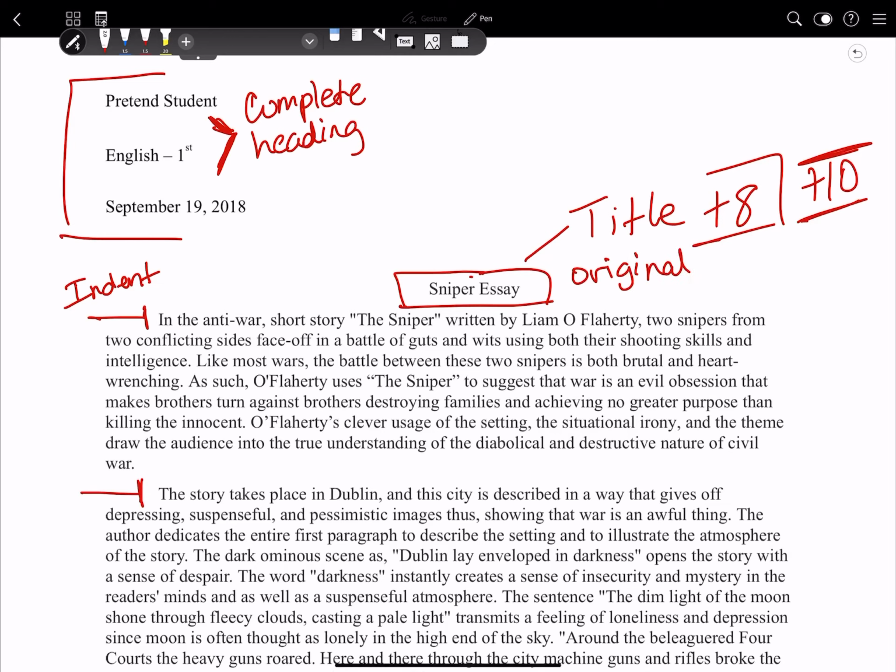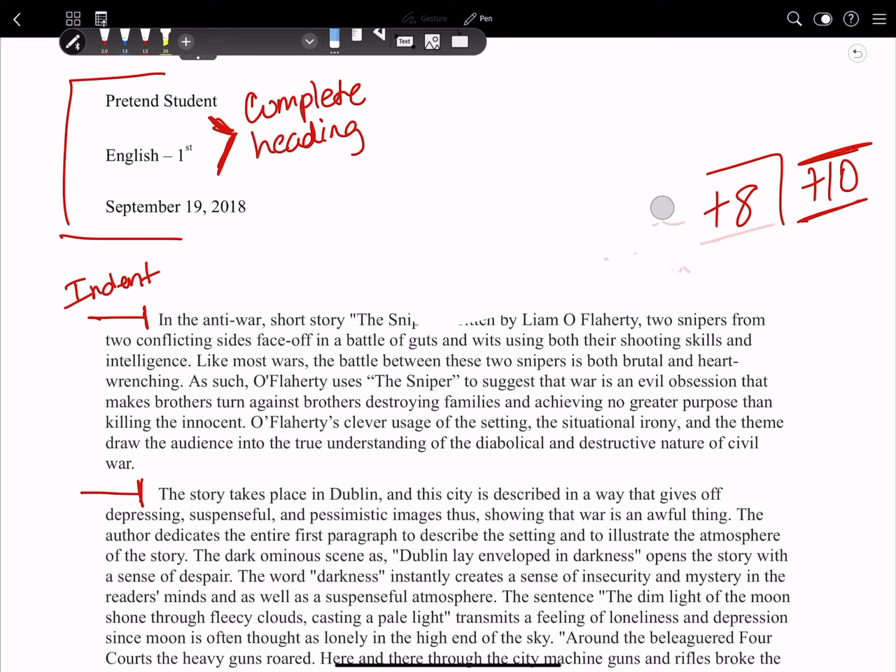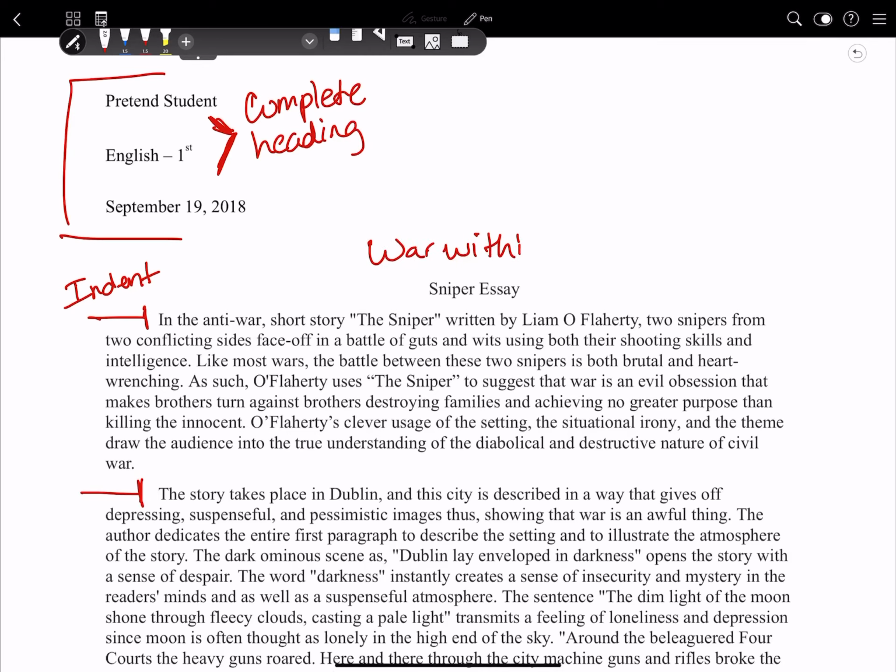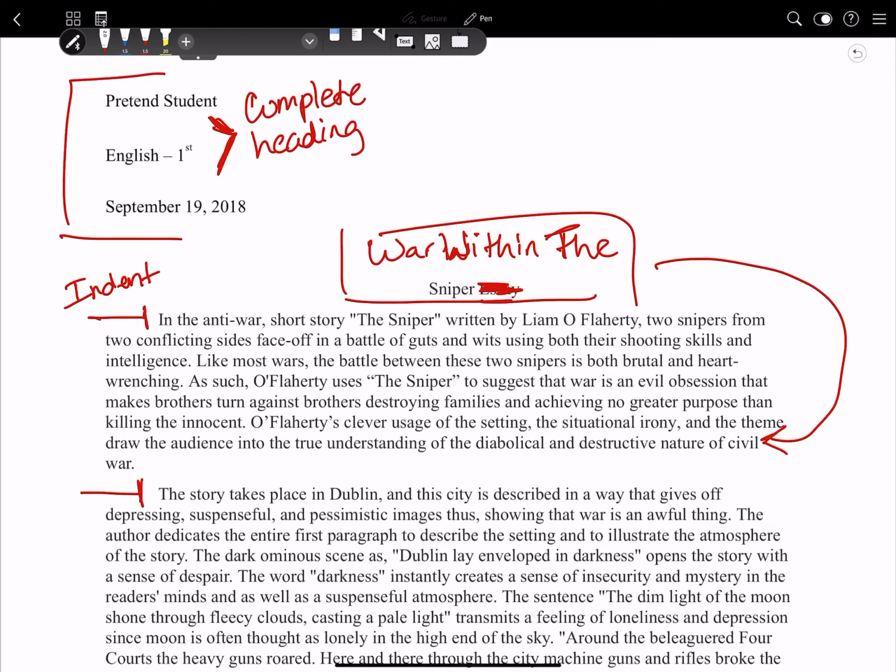Meaning, maybe instead of putting just the Sniper, you could say, let's see, what's her thesis? Destructive Nature of Civil War. Maybe you could say war within the Sniper. And then, this is your whole title. Okay? And obviously you would have essay on there. That's an example. This one really isn't the greatest either, but just to give you an idea of the fact that you are trying to have that original title and you definitely want it to connect to your thesis in some way, then hopefully that will give you that idea there.